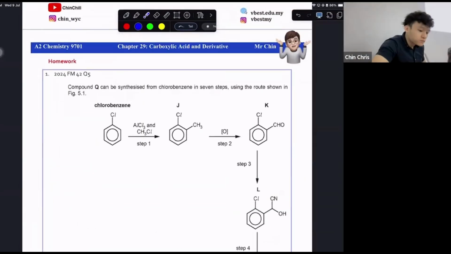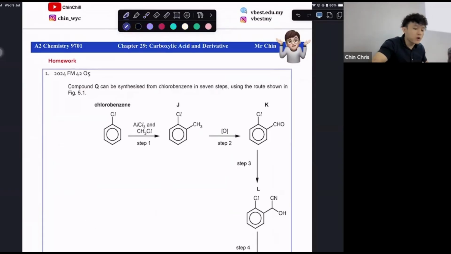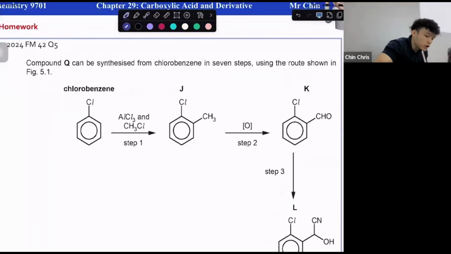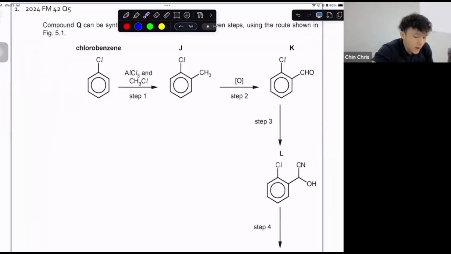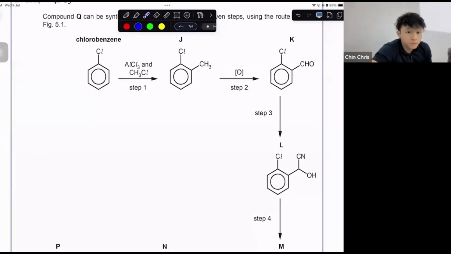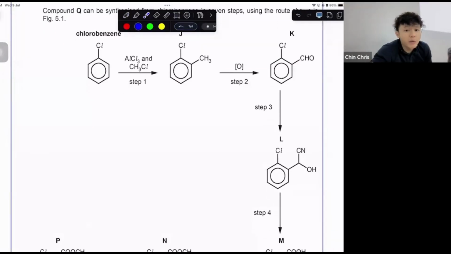Alright guys, let's go. This is a chloroalkane, right? A chlorobenzene. Please tell me step 1. What is the reaction for step 1? What type of mechanism? No, it's not addition. Electrophilic substitution. So hydrogen is being substituted with a CH3, right?